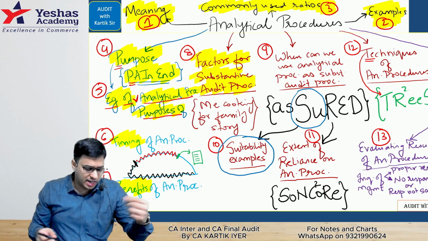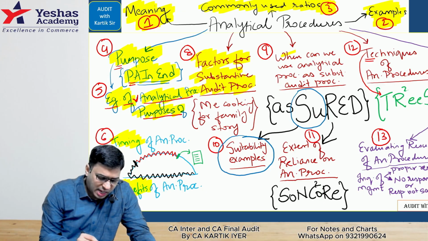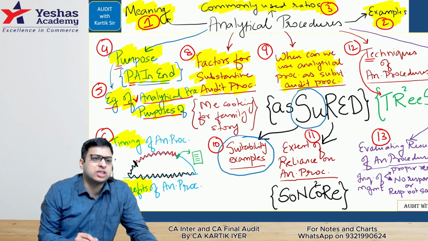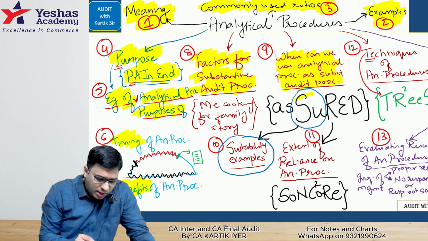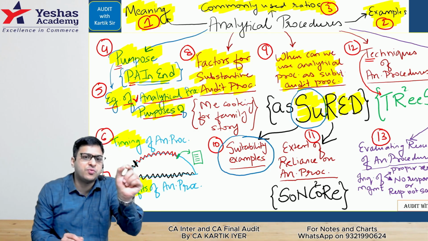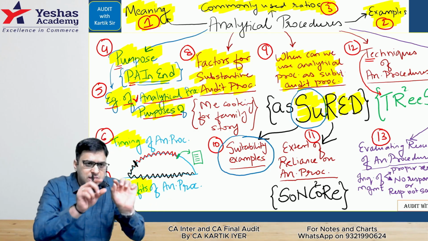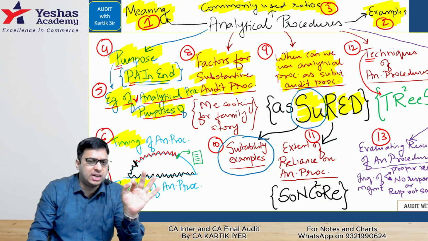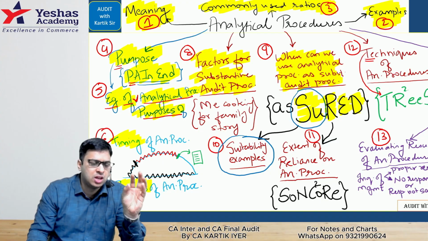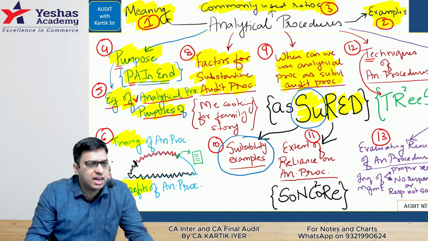Okay, good. Next one. When can we use analytical procedure as a substantive audit procedure? Only when we are assured. What is assured? Suitability, reliability, expectation, difference. We can come with an expectation and a difference if you are able to find. If these 4 areas are covered, you can go ahead and do the analytical procedure.